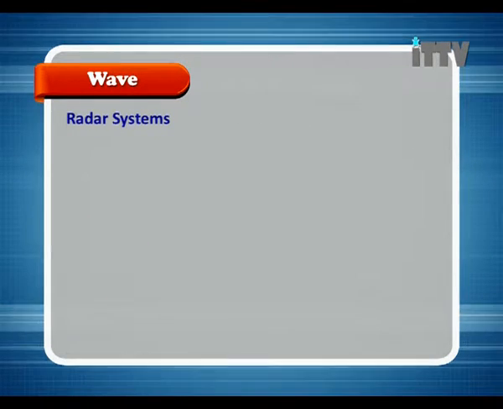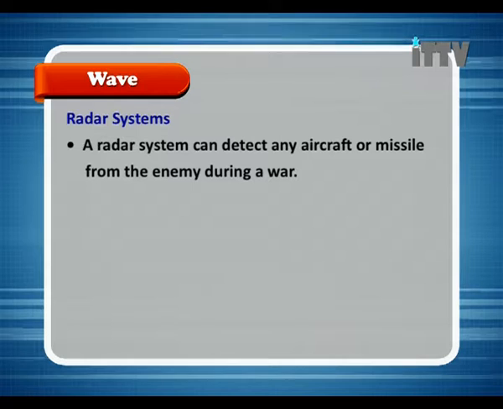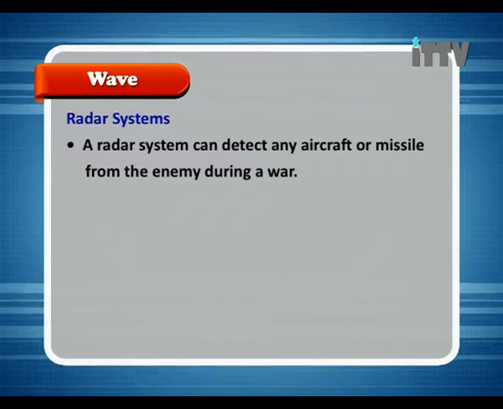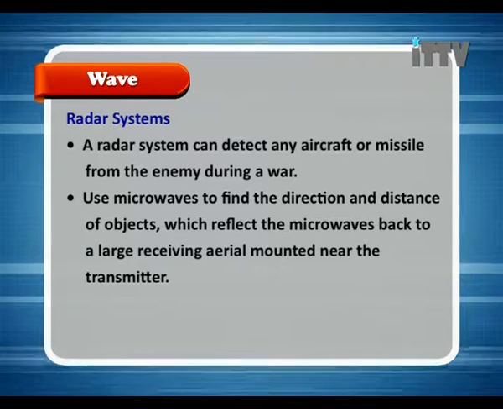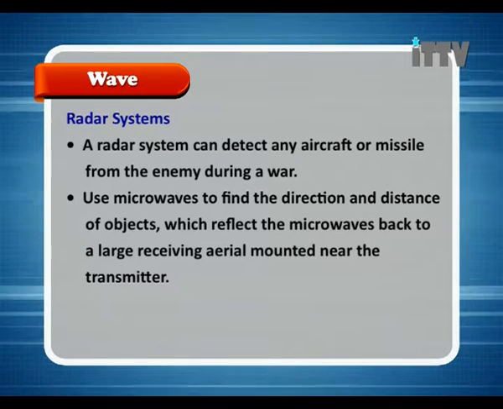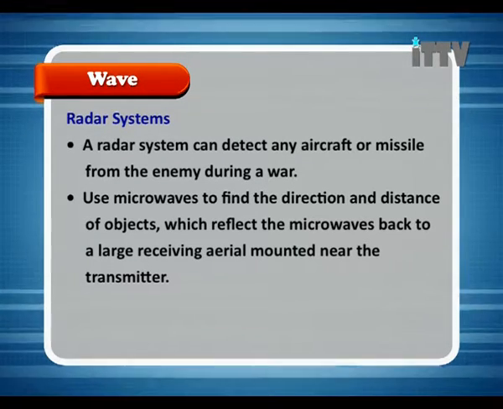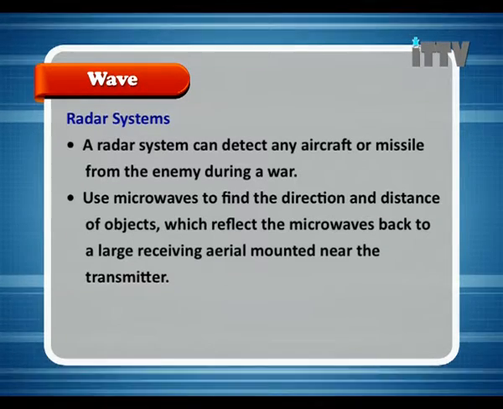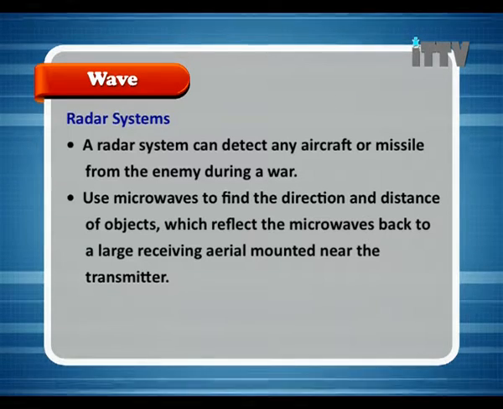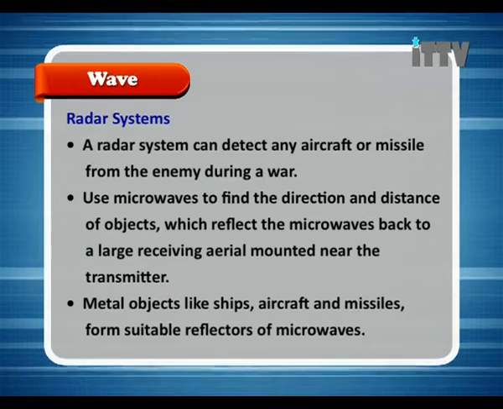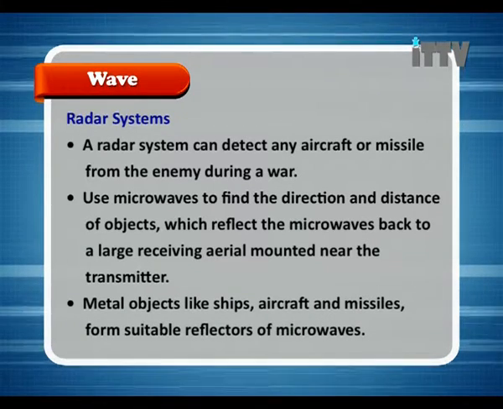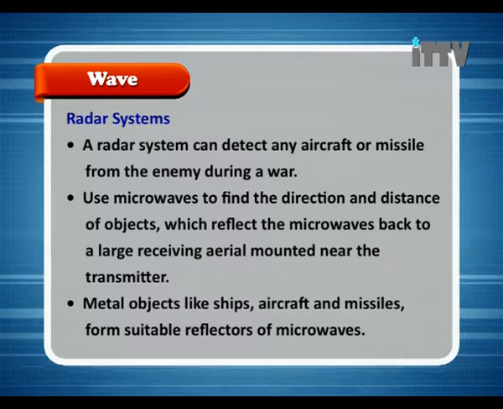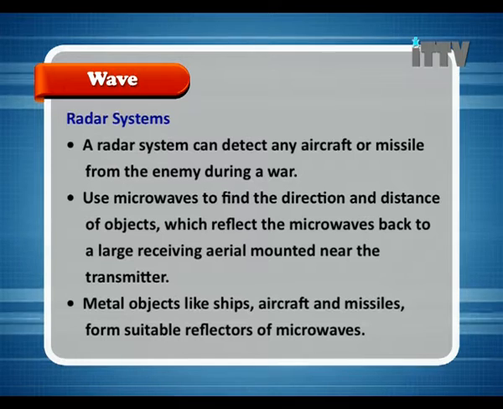Radar systems. A radar system can detect any aircraft or missile from the enemy during a war. It uses microwaves to find the direction and distance of objects, which reflect the microwaves back to a large receiving aerial mounted near the transmitter. Metal objects like ships, aircraft and missiles form suitable reflectors of microwaves.